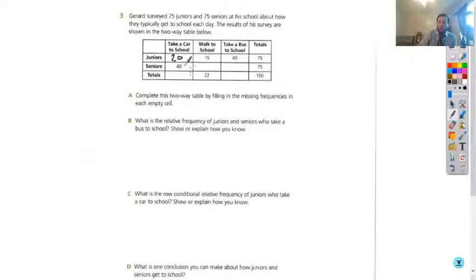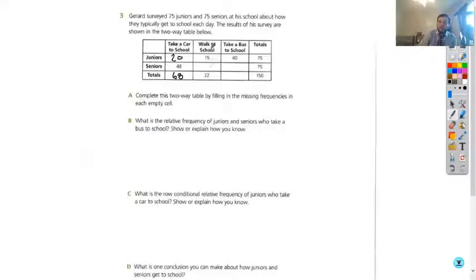Now when we look at the seniors row, we can't fill in these 2 by looking at the row, because we need to have one of these to be able to find the missing one. So what we're going to do now is switch over to columns. The first column just wants our total. 20 plus 48 is 68.